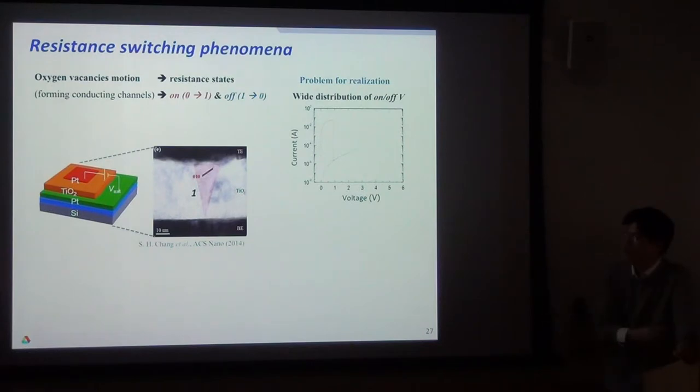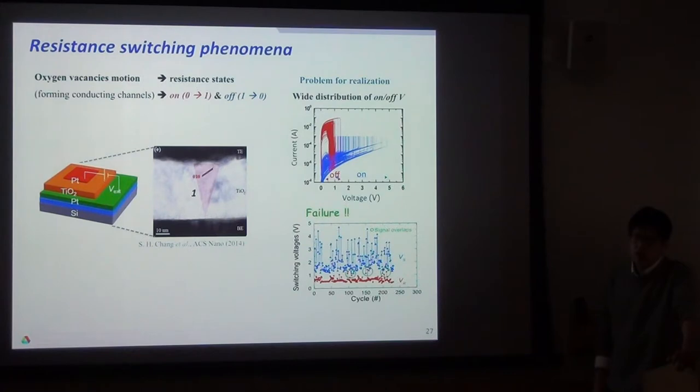However, this RRAM has a significant problem to realize the real product. What is it? If you look carefully, this is our typical measurement, an IV curve. Then the second curve is slightly different from the first curve. So what does it mean? If you measure again and again, then your switching potential overlaps with the other sequence. Then it will fail at writing and reading information. This is a very severe problem. We have to address this issue.